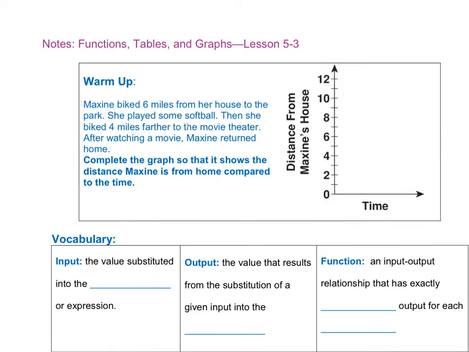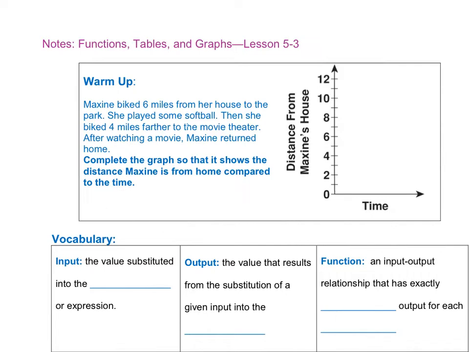So our lesson today starts with a warm-up, which is a review from yesterday's lesson, interpreting graphs. So let's read it. Maxine biked 6 miles from her house to the park. She played some softball, then she biked 4 miles further to the movie theater. After watching a movie, Maxine returned home. Complete the graph so that it shows the distance Maxine is from home compared to time.